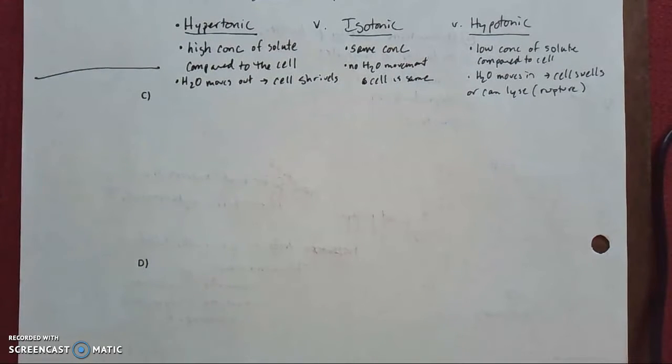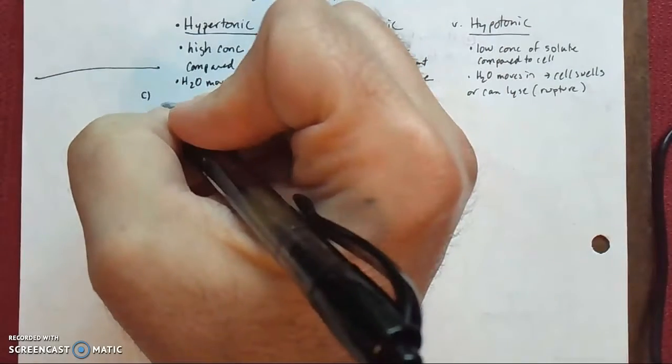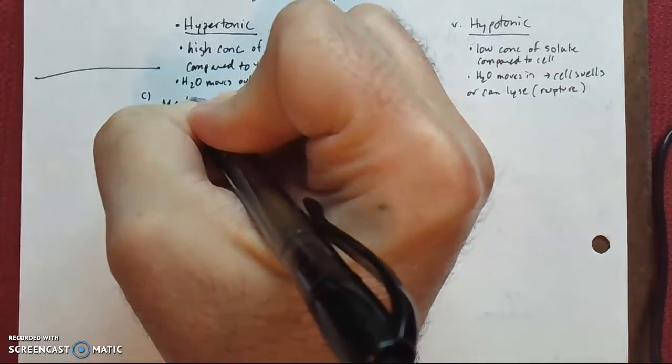Welcome to Anatomy and Physiology, Chapter 3, a review of biology. This is video 3. In this video, we're going to talk about the last two types of movement across a cell membrane. And the third type is called mediated transport.